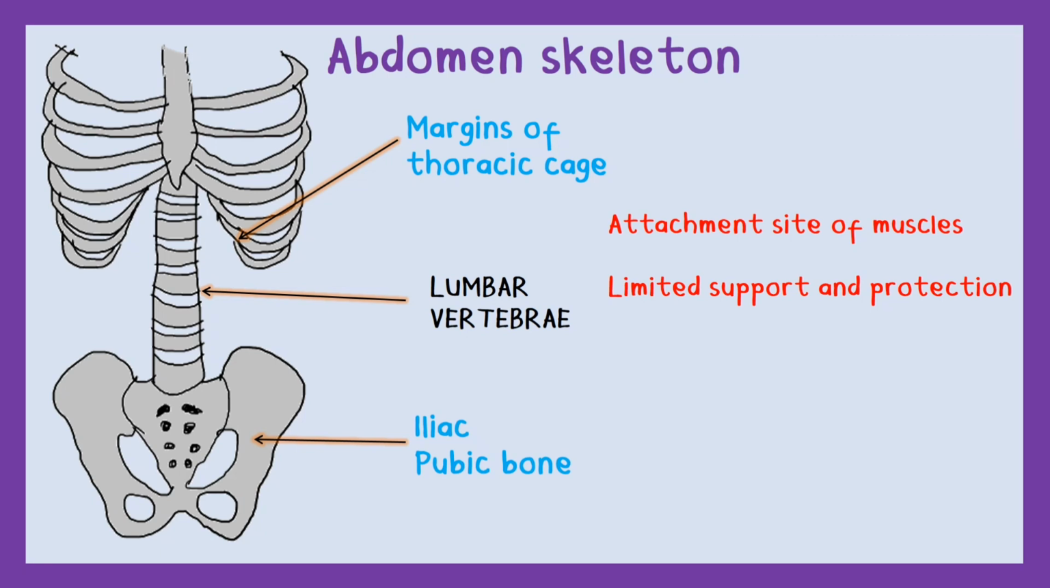Remember, this skeleton doesn't protect the abdominal organs. It provides very poor support and protection. In fact, it just provides the attachment sites of the muscles. The thoracic cage covers the upper parts of the abdominal organs. On the lower side, we have the iliac and the pubic bones. The cavities of these bones contain very few coils of intestines.